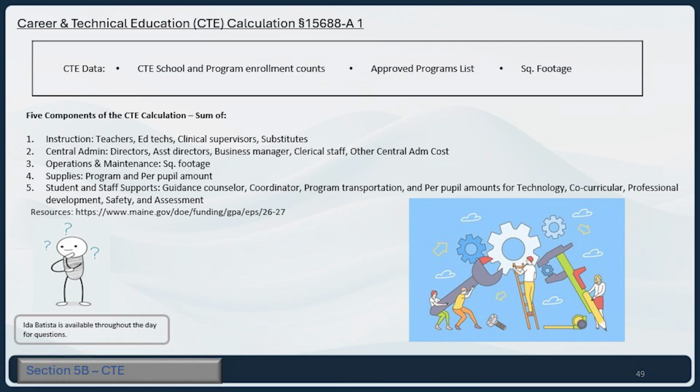CTE money is strictly for CTE. It cannot be used for other general fund costs. If you have carryover, it's still got to be used for CTE. And it is formula based.